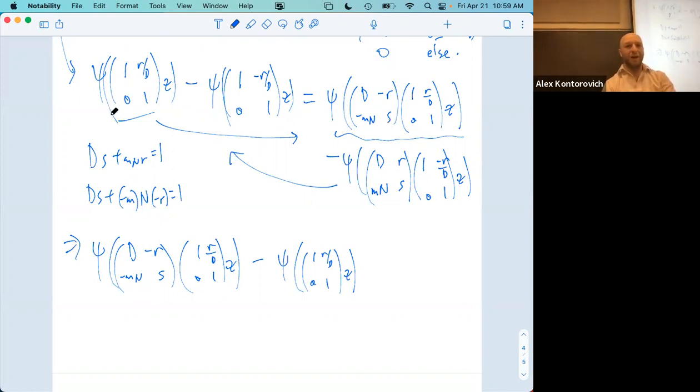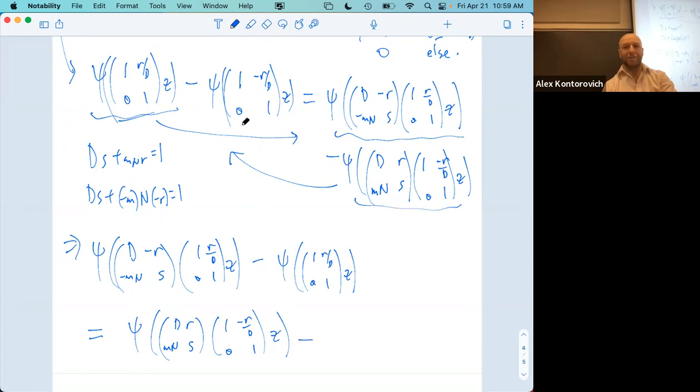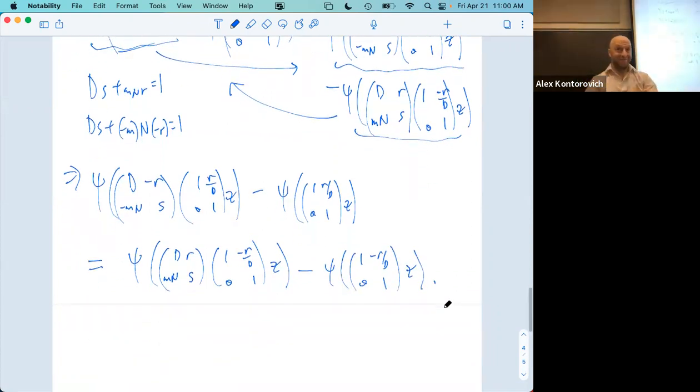I'm leaving this alone. I move that to the other side with a minus sign. That's equal to, when I move that to the other side, psi of d r m n s with 1 negative r over d 0 1 z minus, that term's taken care of, minus this term, psi of minus r over d 0 1 z. Both of these things I want to be 0, but now at least I have them on either side. So whether r is positive or negative, I have this identity. This holds for all z.